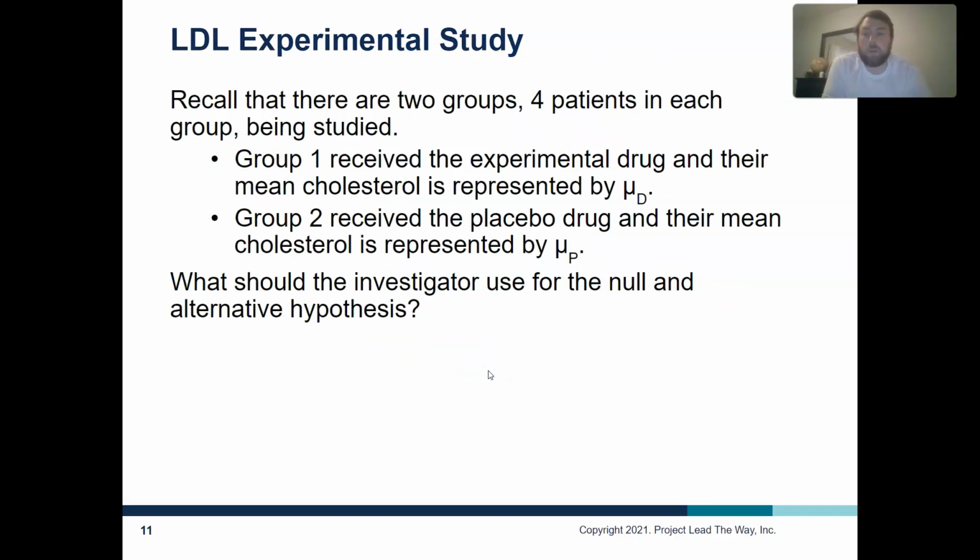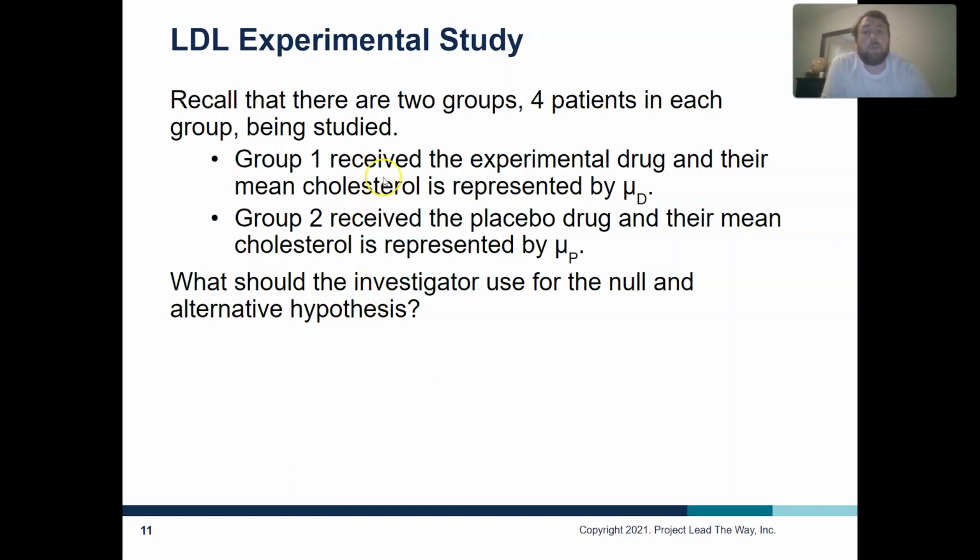So let's do a little bit of practice using our LDL study here. I want you to recall that there are two groups, and in this study, they're going to have 4 patients in each group, 8 patients total. It's not a lot. It's actually a pretty crappy study when you think about it, but we'll continue on so that we don't have to do too much mathematics here.